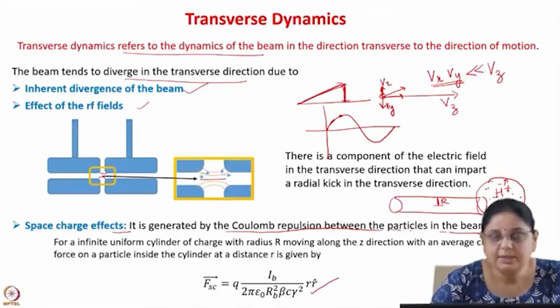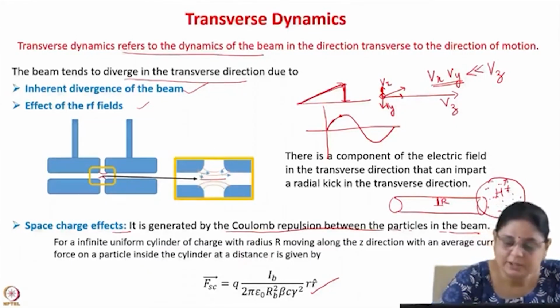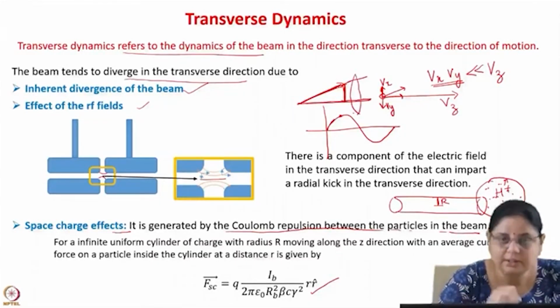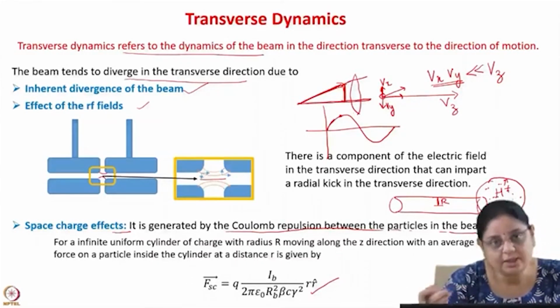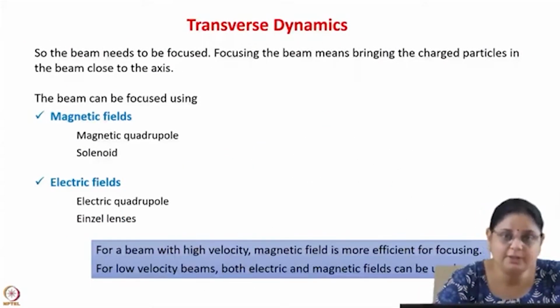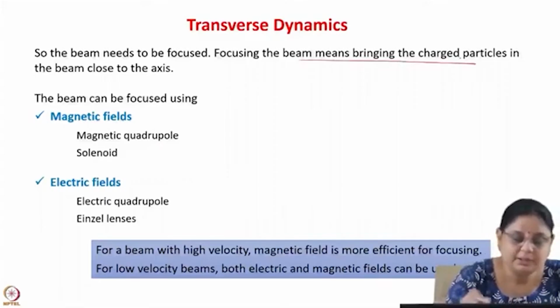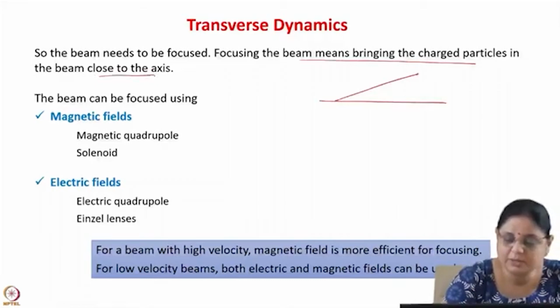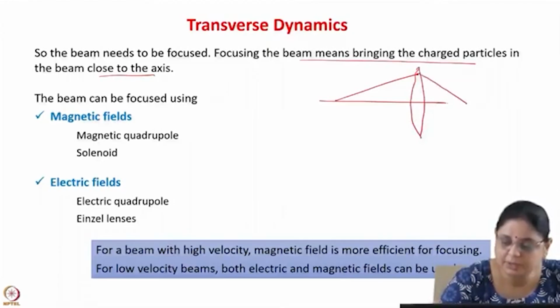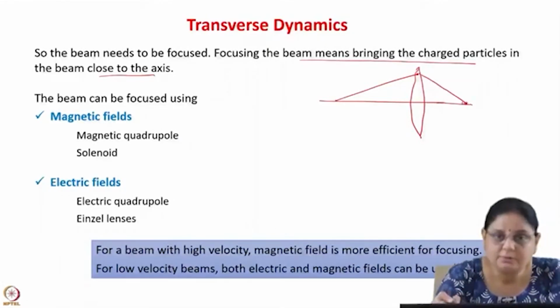These charged particles can be considered just like a ray of light. A ray of light is focused using lenses. Here, since these are charged particles and they respond to electric fields and magnetic fields, we will use magnetic fields and electric fields for focusing. Focusing the beam means bringing the charged particles in the beam close to the axis. So if the charged particle is going like this, by focusing the beam we have to bring it back to the axis, just like in the case of a ray of light being focused by a converging lens.